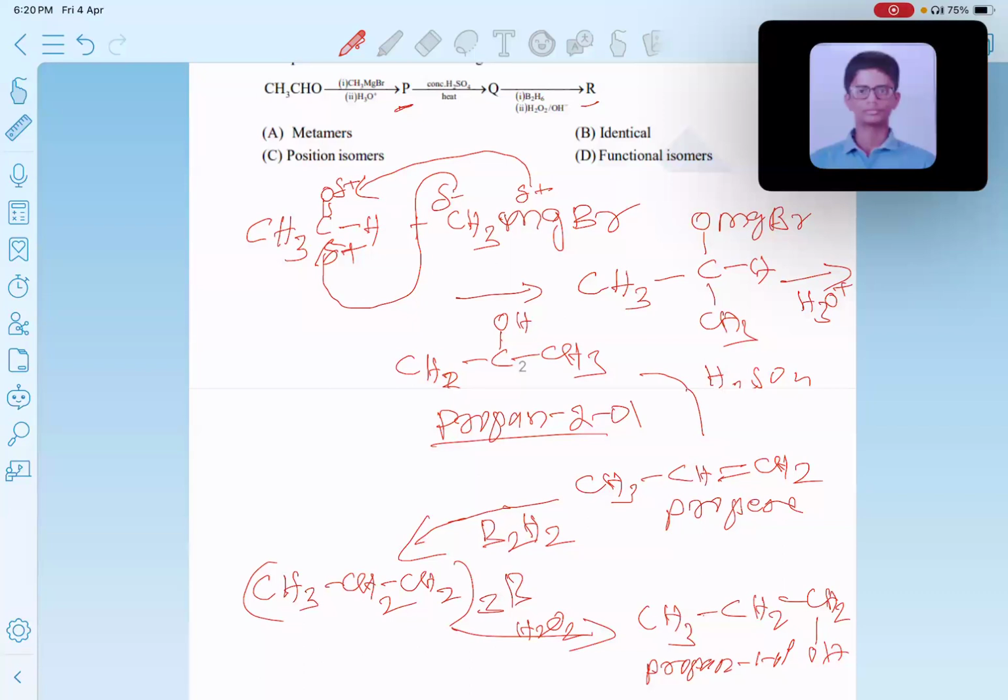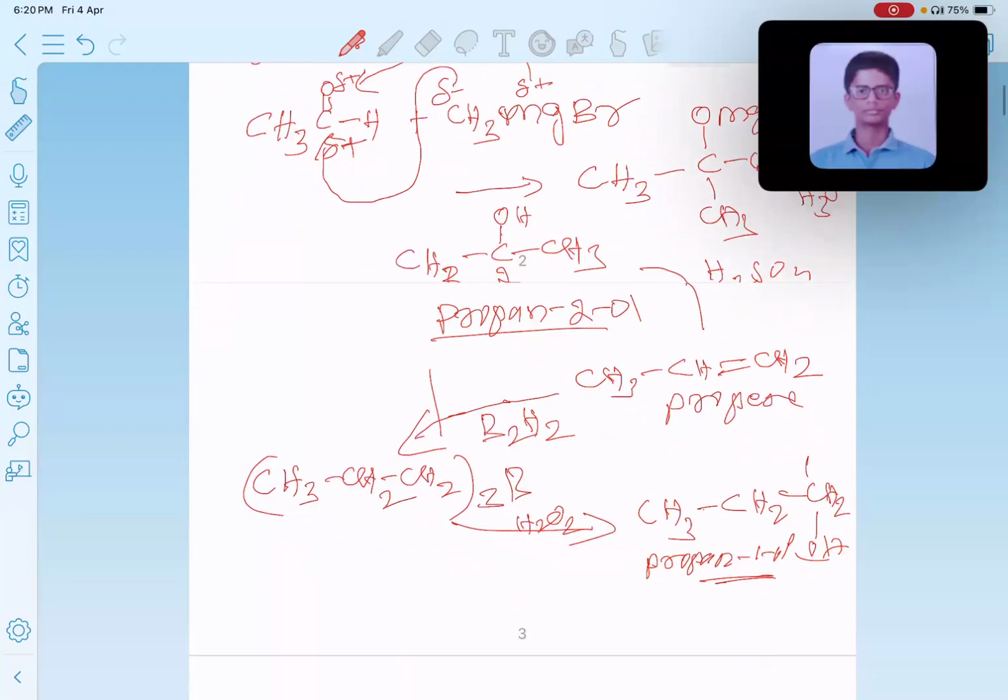These two are related as position isomers. Why are they called position isomers? The compounds have the same molecular formula but differ in the position of the functional group. In propan-1-ol, the alcohol functional group is at carbon atom number 1. In propan-2-ol, the alcohol functional group is at carbon atom number 2. Therefore, the correct answer is C. For question number 1, the correct answer is position isomers.